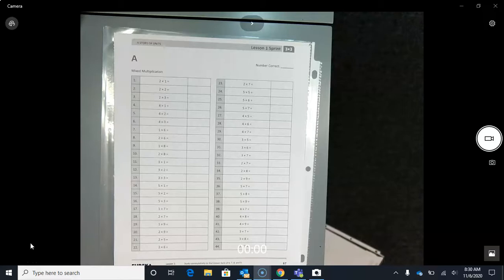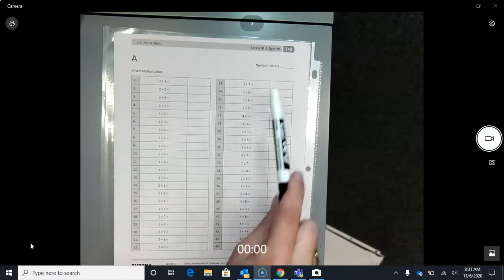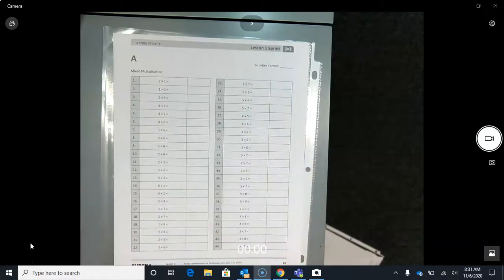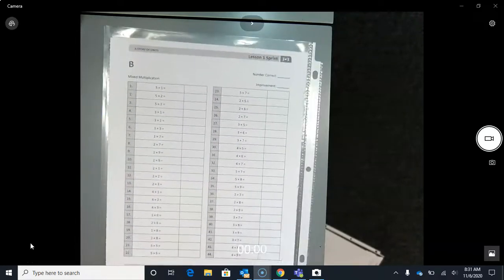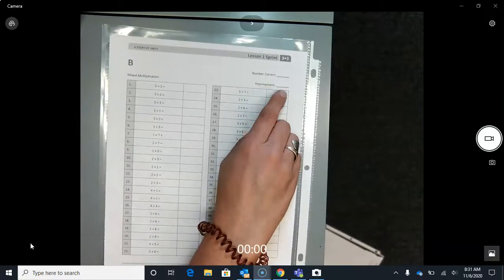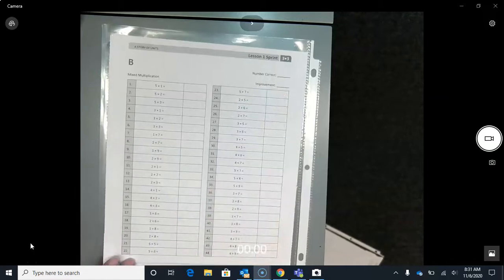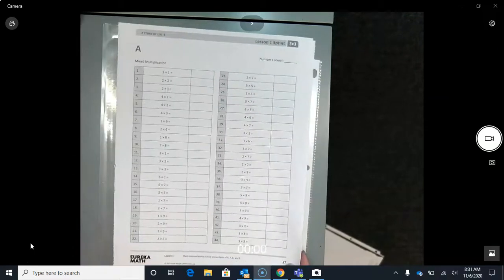That's part of the game. And then at the end of the minute, I'll say stop. You'll put your pencil up so there's no cheating, and you'll write the number of problems you got correct when we check it together. Then we'll flip it over to page 69, and we'll get to try it one more time to see if you make any improvement, which means if you do any more correct than the time before. Okay, are you guys ready?